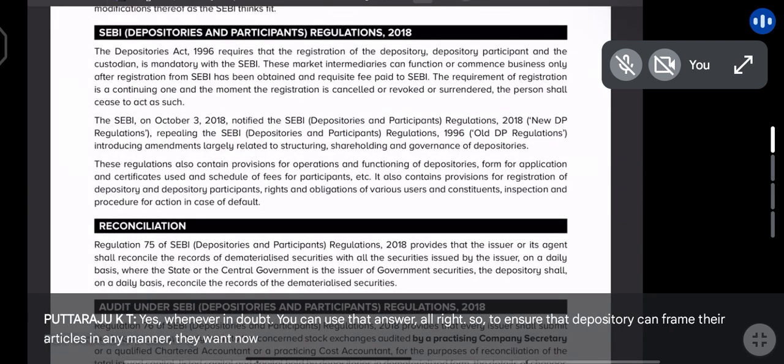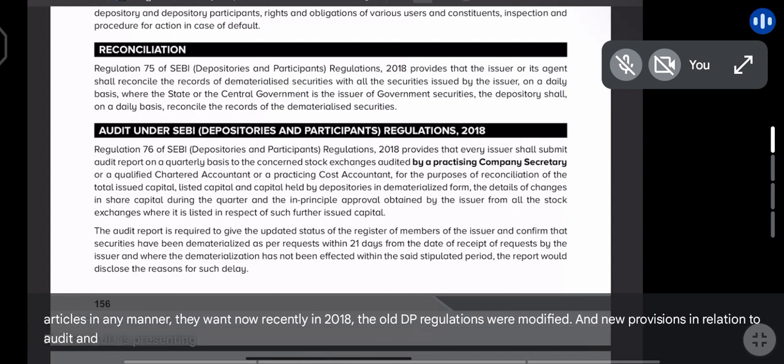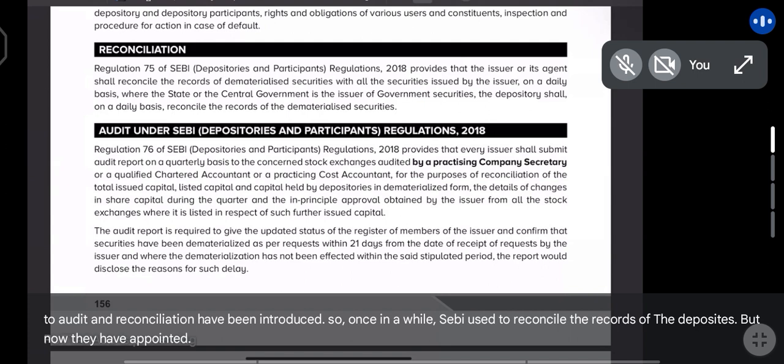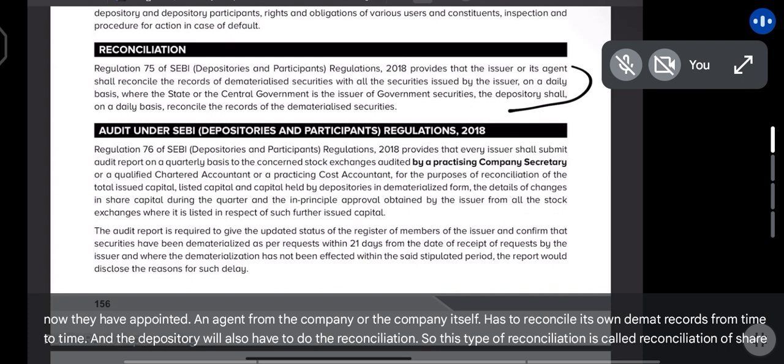Now recently in 2018, the old DP regulations were modified and new provisions in relation to audit and reconciliation have been introduced. So once in a while, SEBI used to reconcile the records of the depositories, but now they have appointed an agent from the company, or the company itself has to reconcile its own demat records from time to time. And the depository will also have to do the reconciliation. So this type of reconciliation is called reconciliation of share capital audit for companies.